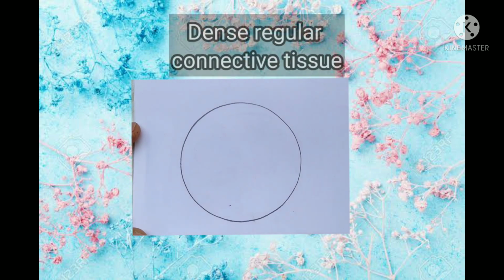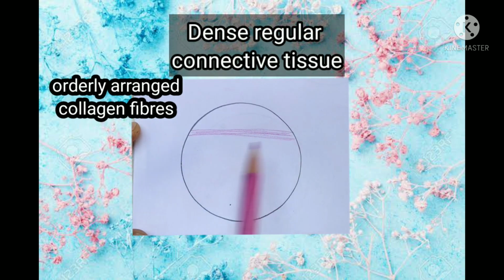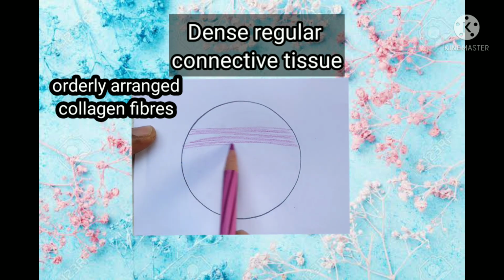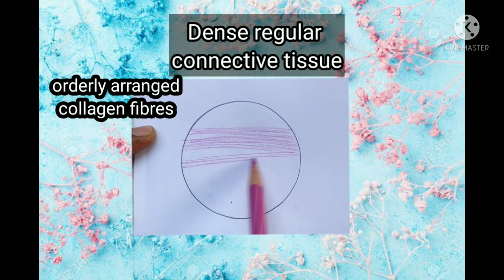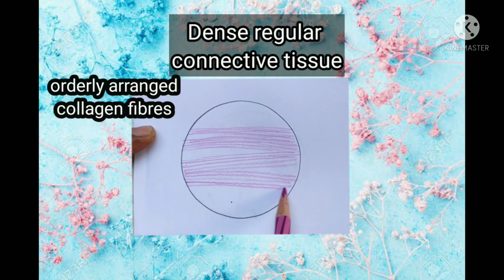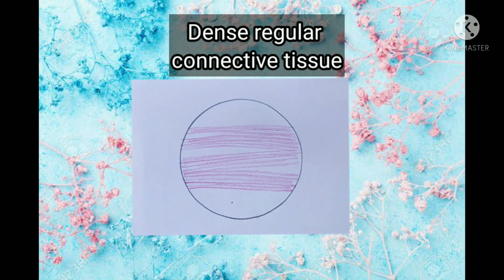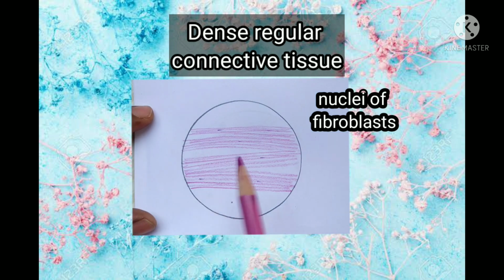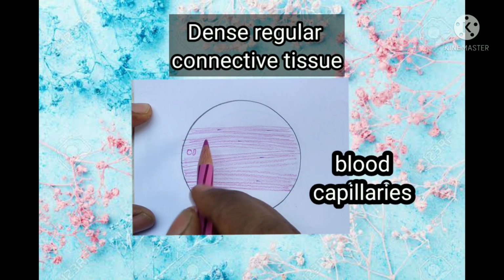Coming to the dense connective tissue, the first one is dense regular connective tissue. As the name itself says, it contains bundles of collagen which are arranged regularly. Most of them lie in one direction. They are seen in the tendons and the ligaments. So you have to put the nuclei of the fibroblasts which produce these collagen fibers, and also some blood capillaries, where the arteries will be round and the veins will have a collapsed lumen.